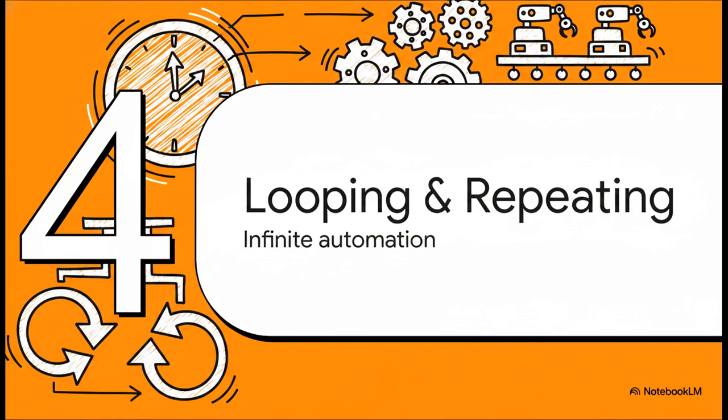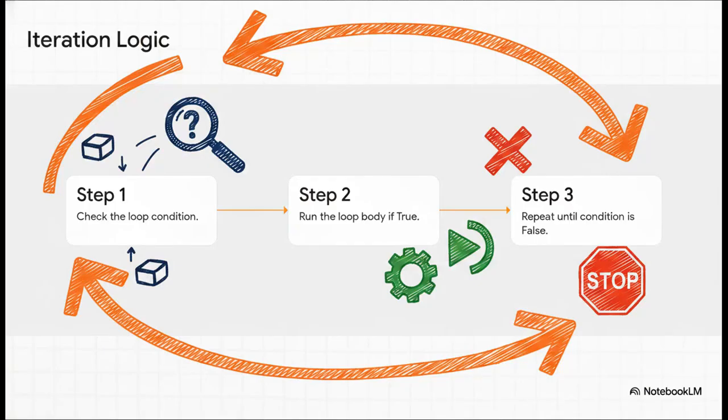Finally, Section 4: Looping and repeating. If logic is the brain of your code, looping is basically its superpower. It is essentially time travel and infinite automation rolled into one, and it breaks down into a universal three-step heartbeat. Step 1, check the loop condition. Step 2, if the condition is true, run the statements inside the loop body. Step 3, repeat this entire process until the condition finally evaluates to false. That three-step pulse is the core logic of all iteration.